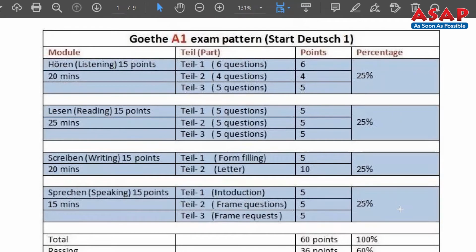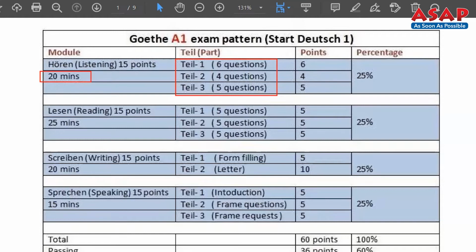Okay, now this is about the points. How many minutes you get for Hoeren? You get 20 minutes. Now we'll talk one by one module. Hoeren, you get 20 minutes to solve that. There will be total 15 questions, and these 15 questions are divided into three parts. Teile means part. In the first part you will have 6 questions, second one you will have 4 questions, and third one you will have 5 questions, and one question 1 point, like this. You have 15 points to score here.